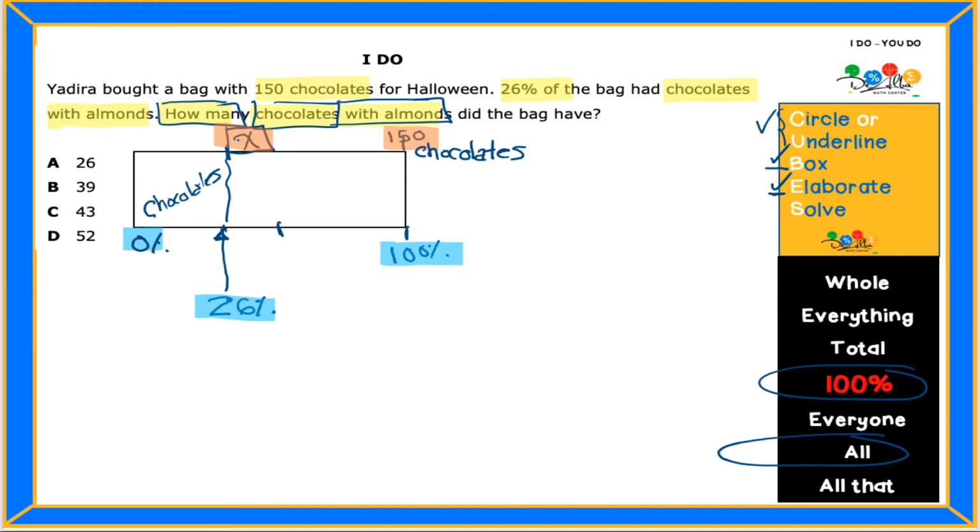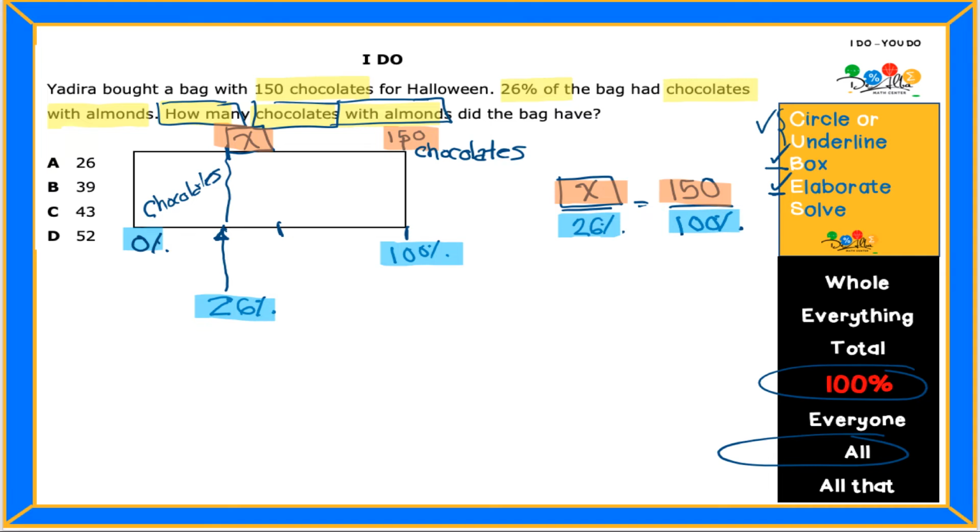My next step will be to set up the proportion. First of all, we did the proportion box. Now we're going to do the proportion. X goes over 26%. This is the number that we don't know yet. And on the other side, we know 150 chocolates. And here I know 100%. Now let's highlight our values based on the colors that we already chose.